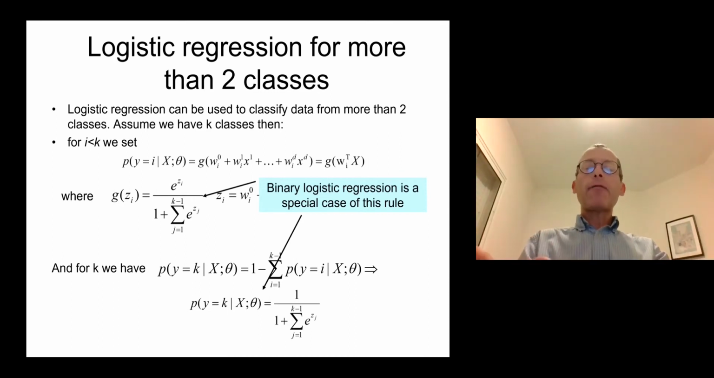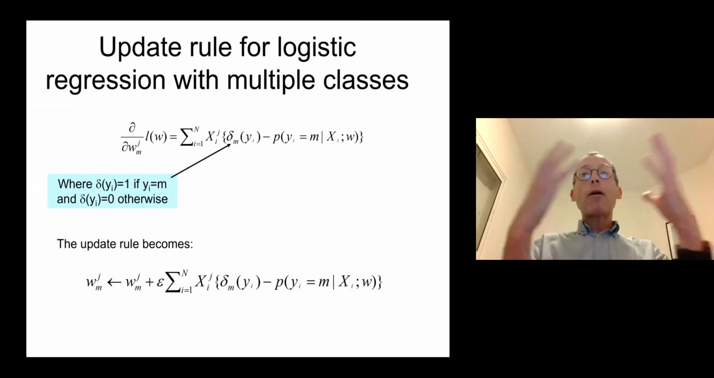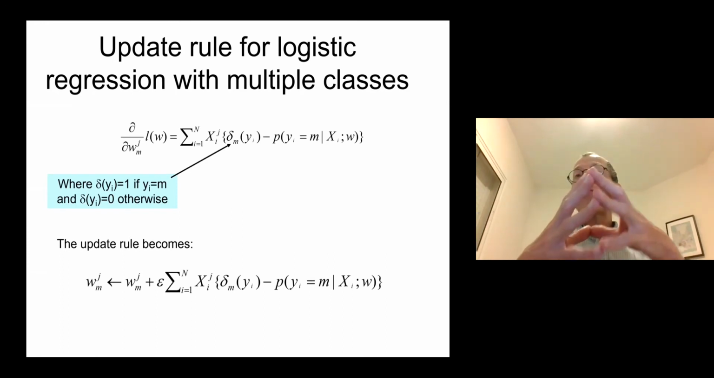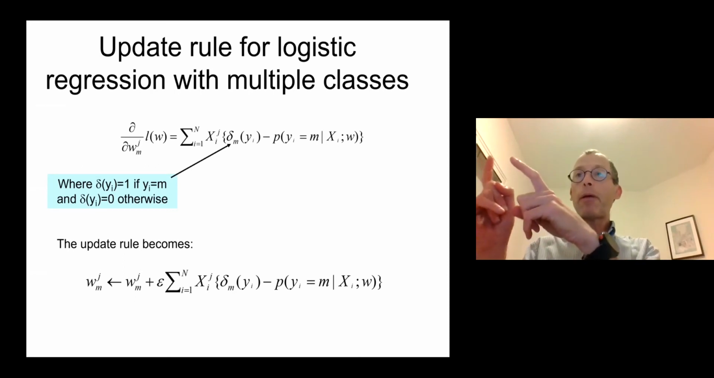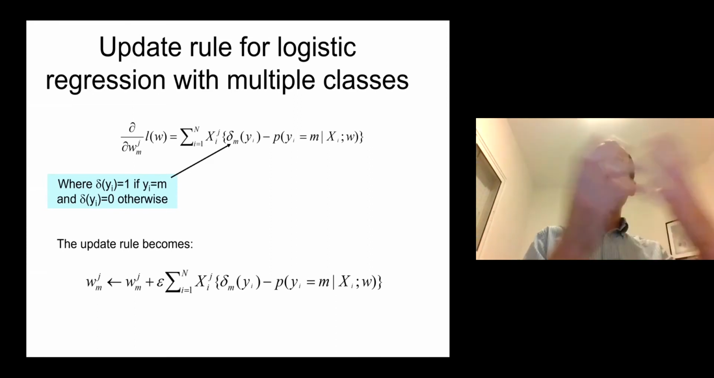Okay, so this is the definition, and the question, of course, is how do we learn the parameters? It turns out that we can learn them exactly the same way that we did for the binary logistic regression problem. In other words, we take the derivative with respect to each of the different parameters. If we have k classes and m features, then rather than having m or m plus 1 parameters, we have k minus 1 times m plus 1 parameters. So we have more parameters, but each parameter has its own meaning: this class, this feature, and so forth.